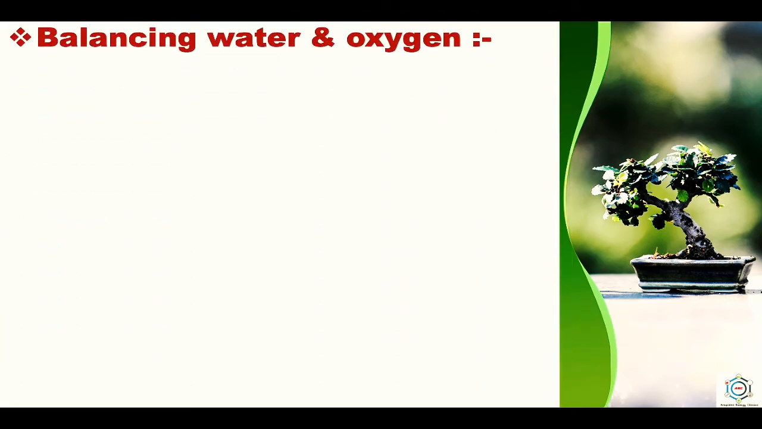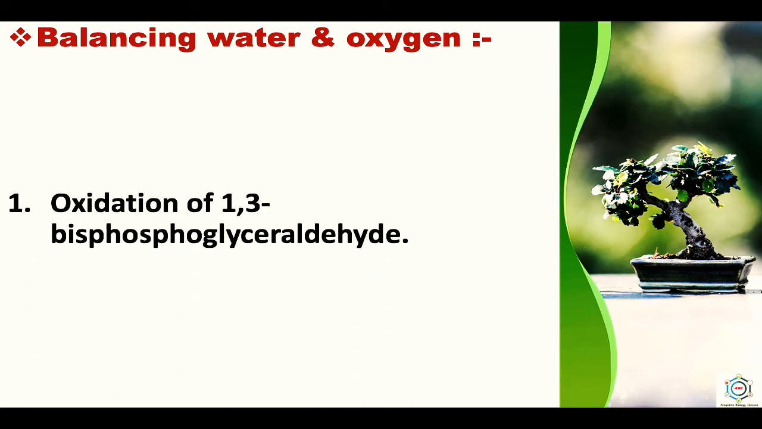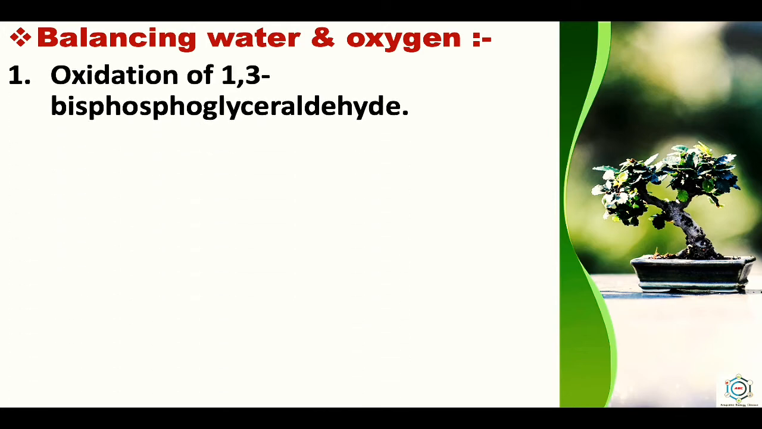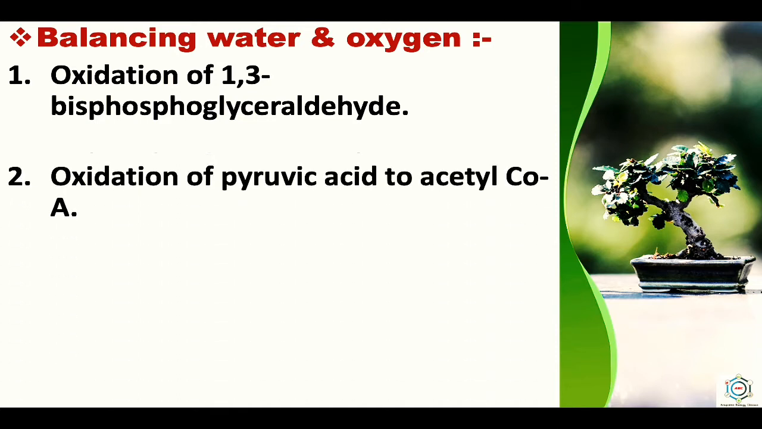Now, the balancing of water and oxygen. One molecule of glucose produces 2 molecules of triose phosphate, that is 3-phosphoglyceraldehyde. So there are 6 oxidative steps for the further aerobic breakdown of triose phosphate, in which the first one is oxidation of 1,3-bisphosphoglyceraldehyde.